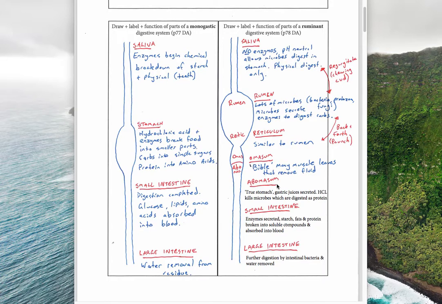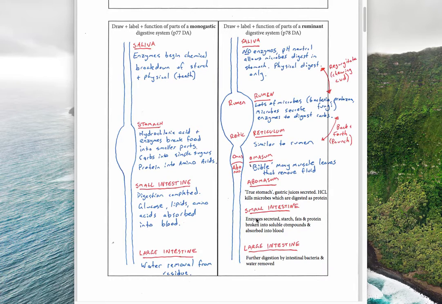The last compartment of the stomach is the abomasum, and this is considered the true stomach because it's most like ours. It's most like the monogastric. Gastric juices are secreted. Hydrochloric acid kills microbes, and they're digested as protein. Being gastric juices and hydrochloric acid, it's the same as the stomach of a monogastric.